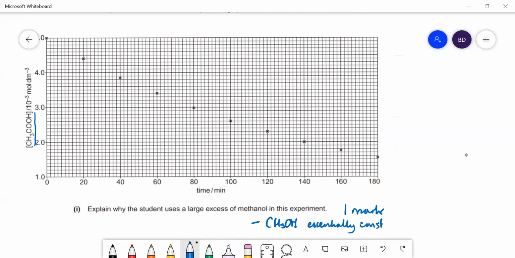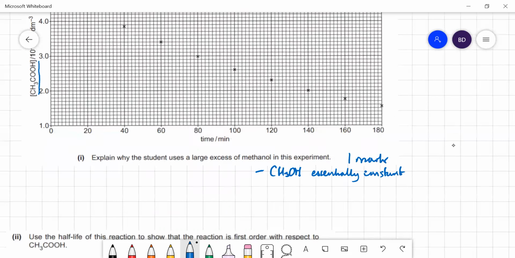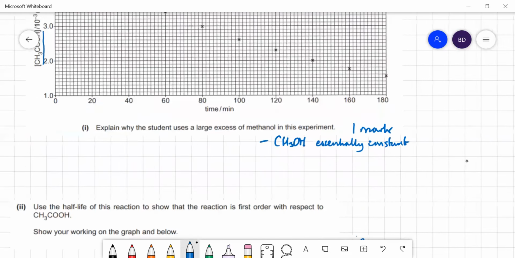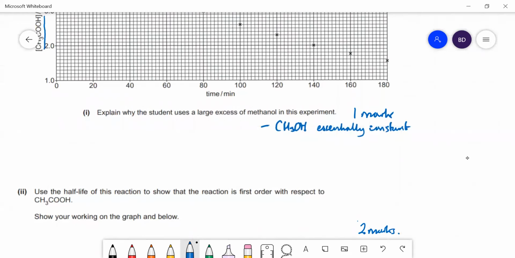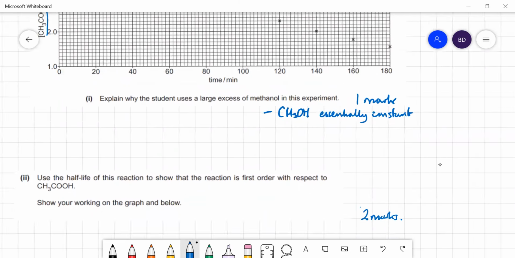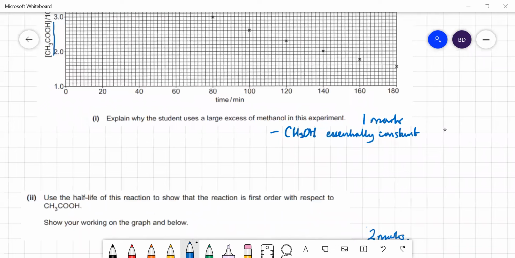And we need to do that because we want any change in rate to be down to a change in the concentration of ethanoic acid. So we need to keep that constant. Okay, then next question, what does it say? Use the half-life of this reaction to show that the reaction is first order with respect to that, and show your working on the graph and below. Okay, right, so let's do that.